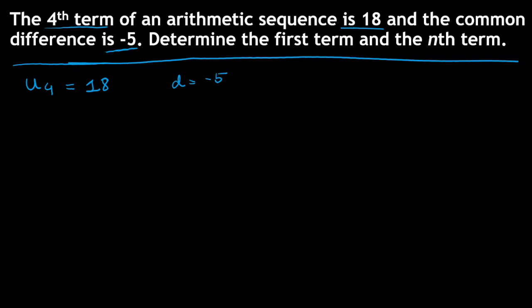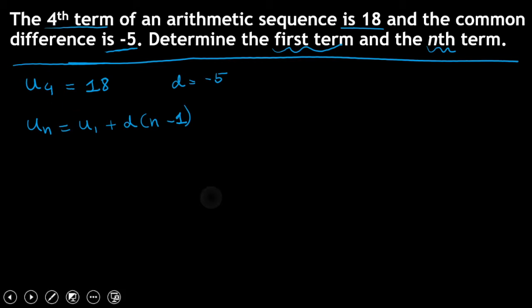Right? So now to find the first term and the nth term, what we have to do is write this entire expression in some sort of a general form. And we can do that by using our equation from the data booklet, which is nothing but un is equal to u1 plus d into n minus 1. Now we can simply put in the values that we have. We have n is equal to 4 because it's the fourth term, so for n we can put in 4. And for un, because it's u4, the fourth term, we'll just put in 18 here.